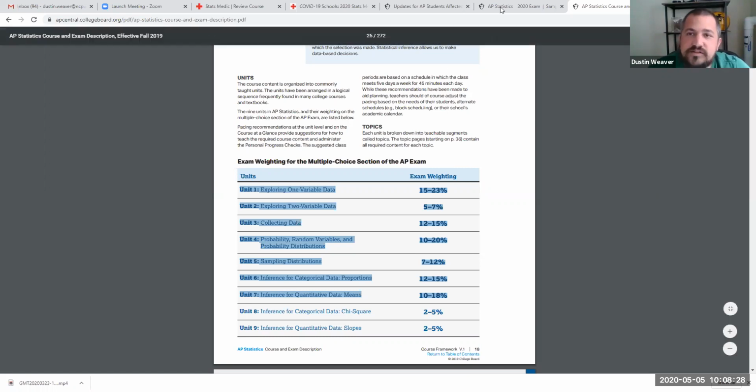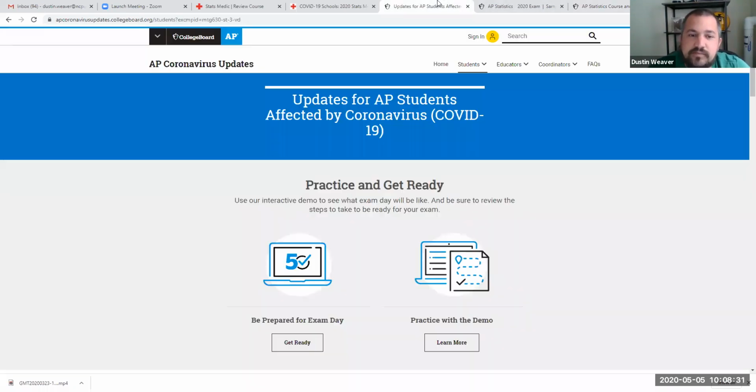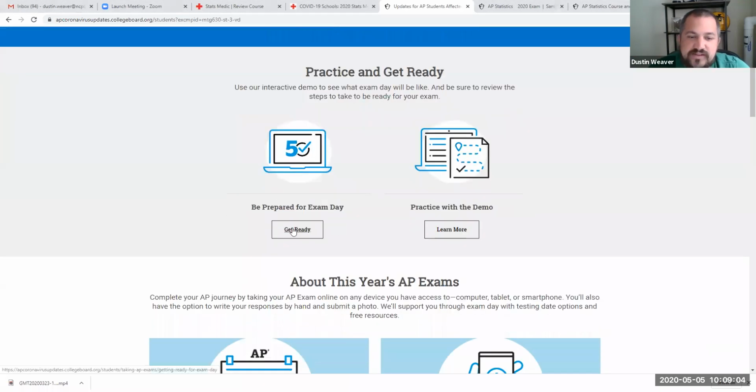Now, the other thing I want to show you is there is a website, and I'm going to post it in the chat. The first website that's important for you to know is collegeboard.org/AP2020, or just cb.org/AP2020. If you ever go to that website, it's going to take you to this page with the coronavirus updates, okay? And it explains to you how to be prepared and be ready for exam day.